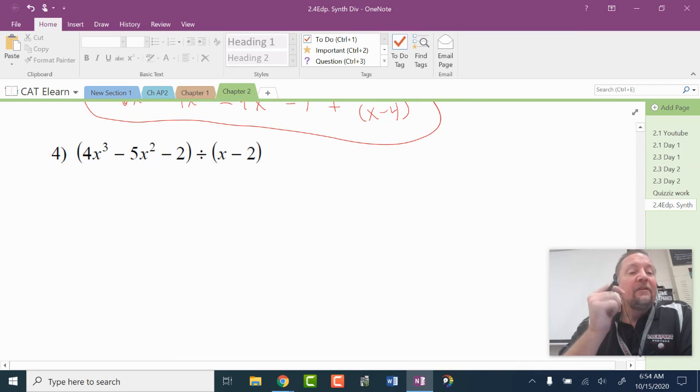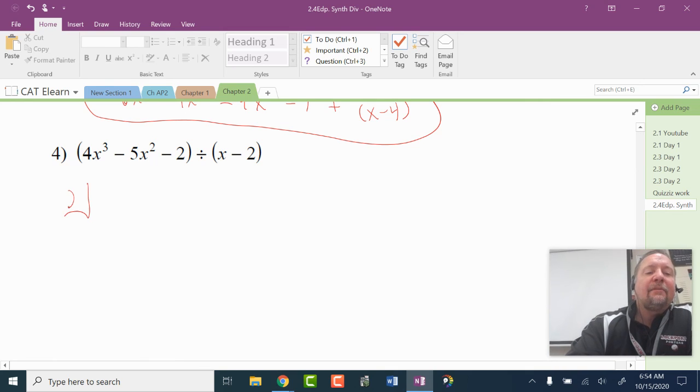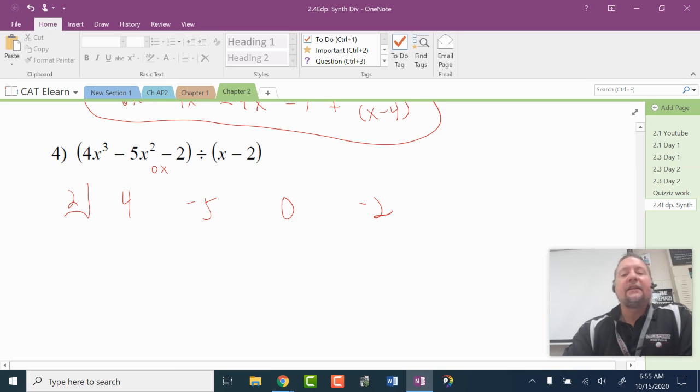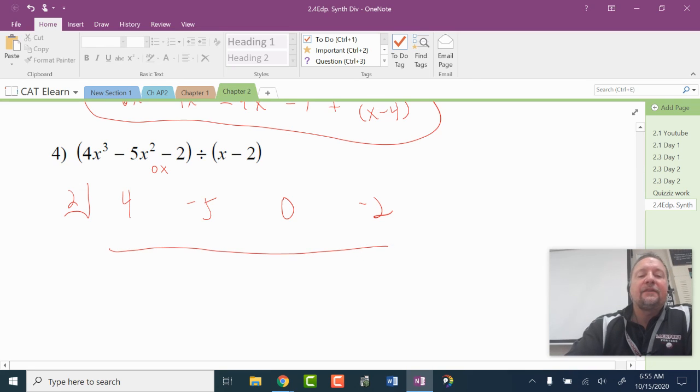And then notice this one. Cubed, x squared. Oh no, missing an x. So you synthetically divide by 2. There's nothing else I can say. Just do it. x minus 2, 2. Okay, 4, negative 5, 0, negative 2. You're missing an x term, so you can put a 0x in its place, and you need it for synthetic division.